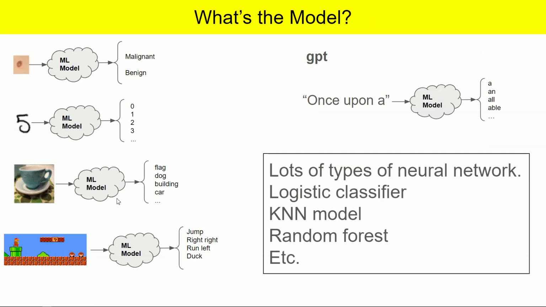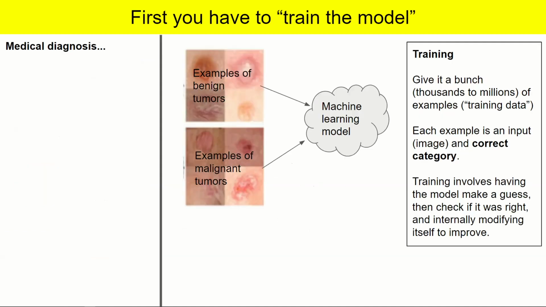You're probably interested in, okay, what types of models are going to do the classifying? What's inside this little ML model cloud? The one that everybody's excited about these days are neural networks, and there are lots and lots of different types of neural networks. Other examples would be things like a logistic classifier, a K-Nearest Neighbor model, a random forest, and there are others as well.